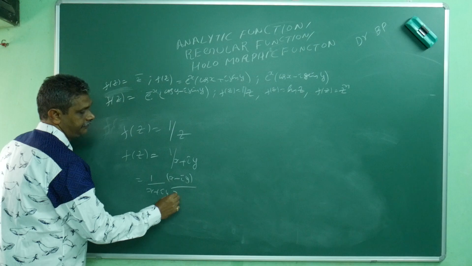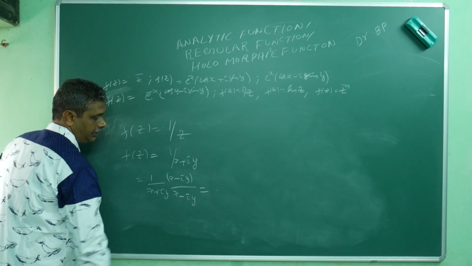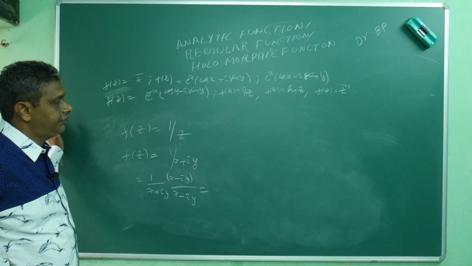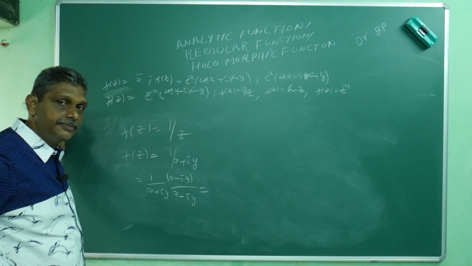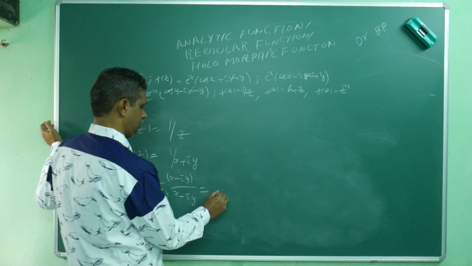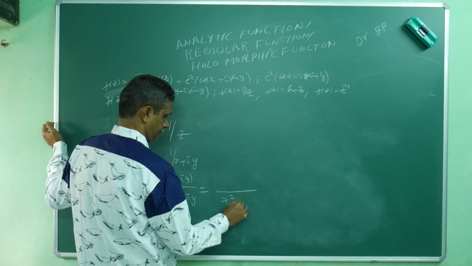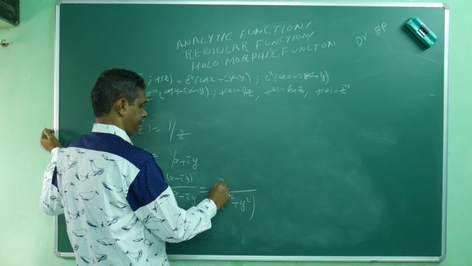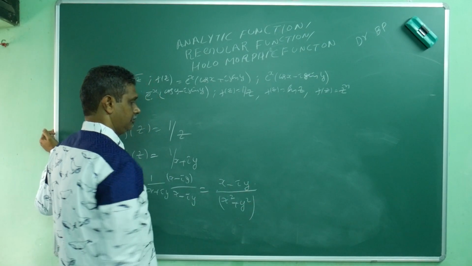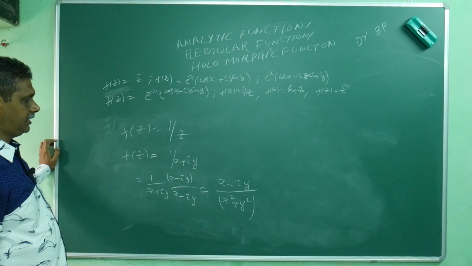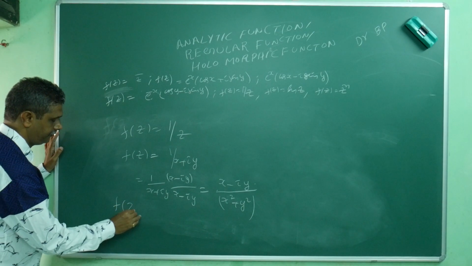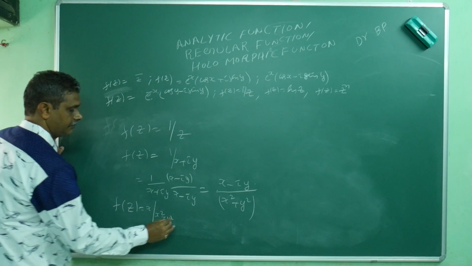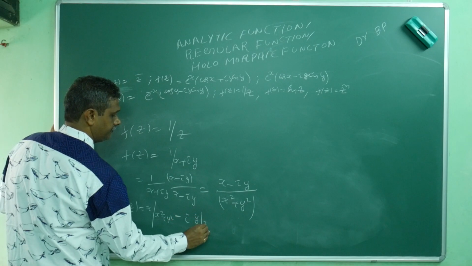So 1 by x plus iy, multiply and divide by x minus iy. Again, a plus ib into a minus ib is equal to a square plus b square. Normally a plus b into a minus b is a square minus b square, but in complex numbers you will get a square plus b square. So 80% of the job is over. Now separate it. So f of z, how can I write? x by x square plus y square minus i into y by x square plus y square.